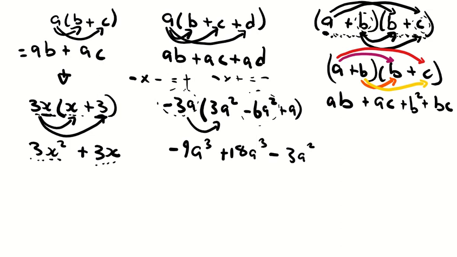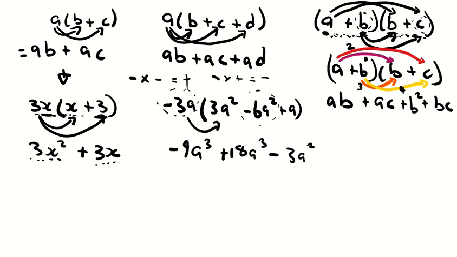Right? So the first one is this one. Let me number them. A multiplied by b, this is the first one, 1. And a multiplied by c is the second one. B multiplied by b is the third one. And b multiplied by c is the fourth one. In other words, it's the last one. So this is how you do this.